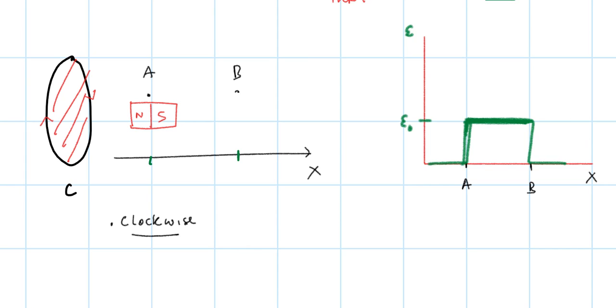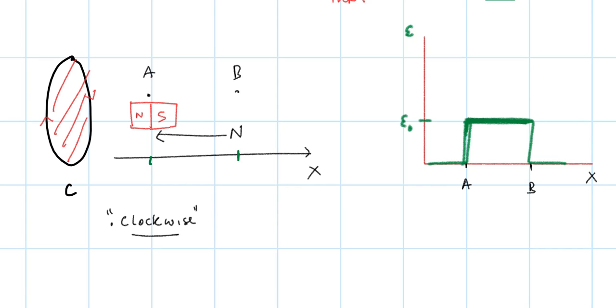When you bring the north pole side of the magnet from B to A, you assume that the current was clockwise. We are just assuming this. We do not know whether it is clockwise or anti-clockwise. We are just assuming it is clockwise. What will happen if it is clockwise?